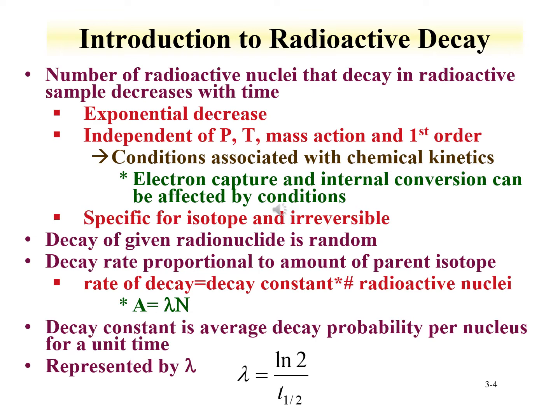The decay rate is proportional to the amount of the parent isotope, so the decay rate is equal to the decay constant times the radioactive nuclei. In other words, the counts per second is this decay constant times the number of atoms. Since the decay constant is a constant, my activity decreases as the number of my radioactive isotopes decreases. The decay constant is the average decay probability per nucleus for a given time. And that's what our decay constant is, log 2 divided by half-life, and we've discussed how to do these calculations in a previous lecture.